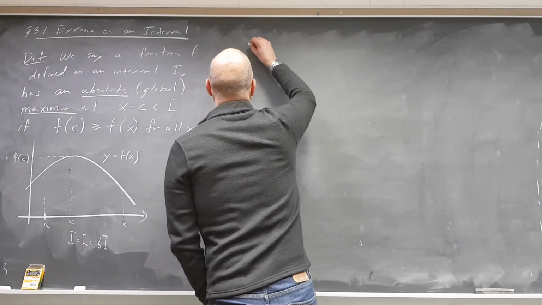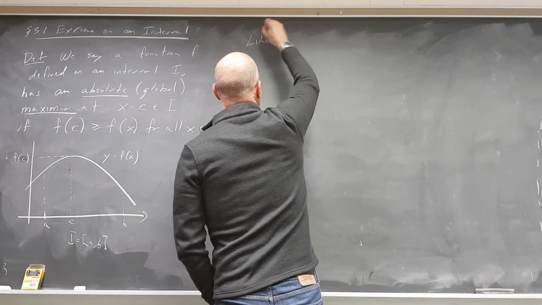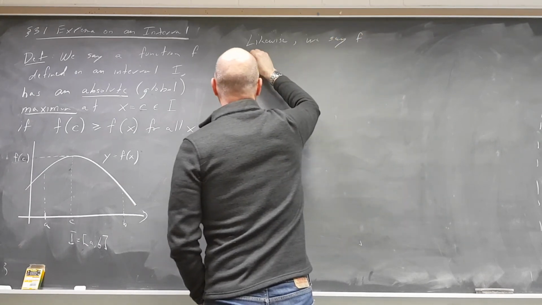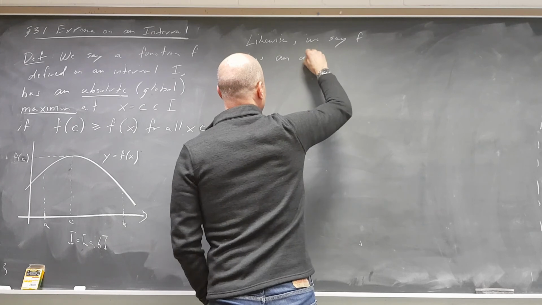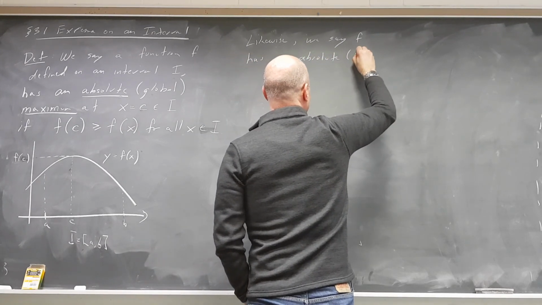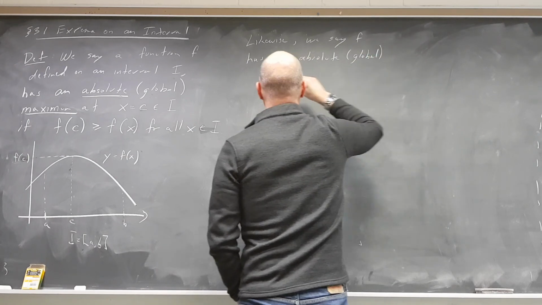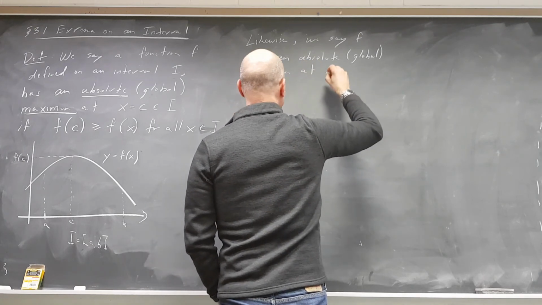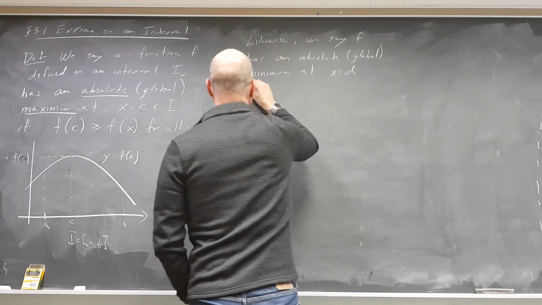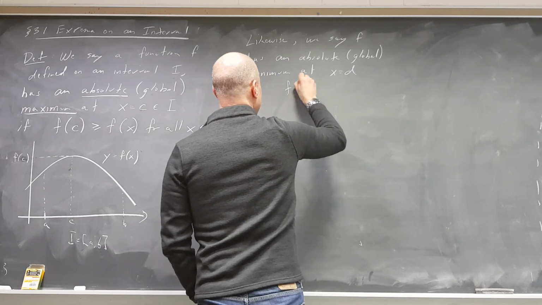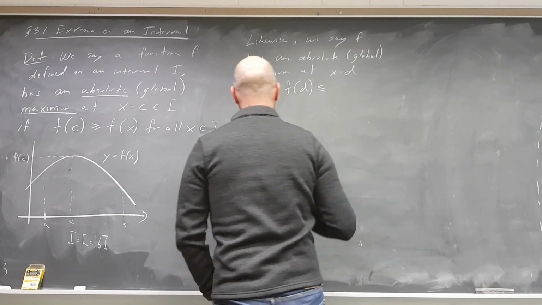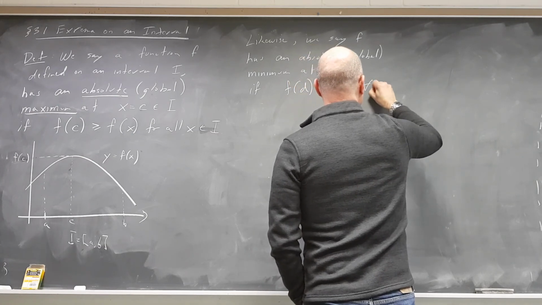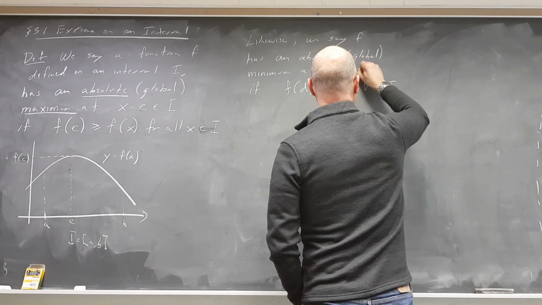So likewise, we say f has an absolute, and again, you can use the word global, minimum at, let's say, x equals d, if f of d is less than or equal to f of x for all x in the interval I. And again, d must be in your interval too.